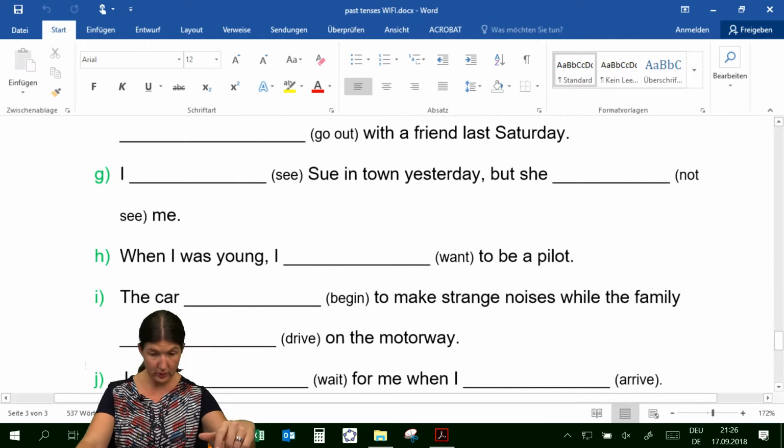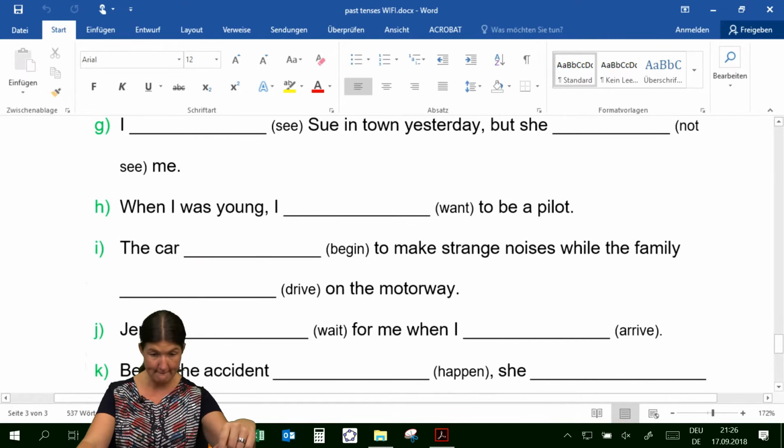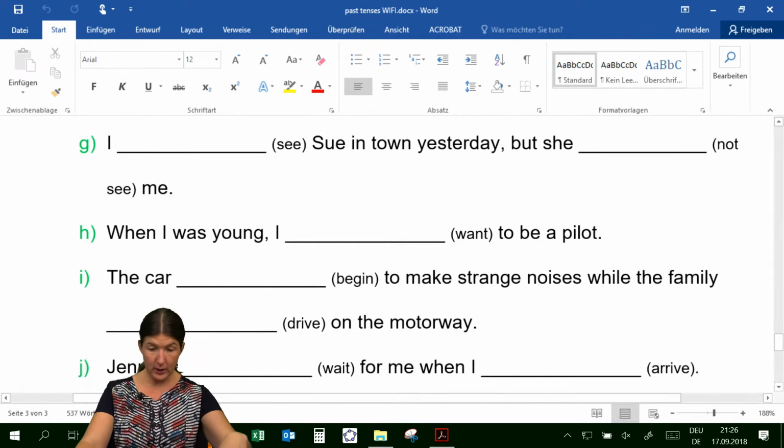Next one is not that interesting. Oh yeah, that one maybe. The car, blah, blah, blah, began to make strange noises while the family, blah, blah, blah, on the motorway.